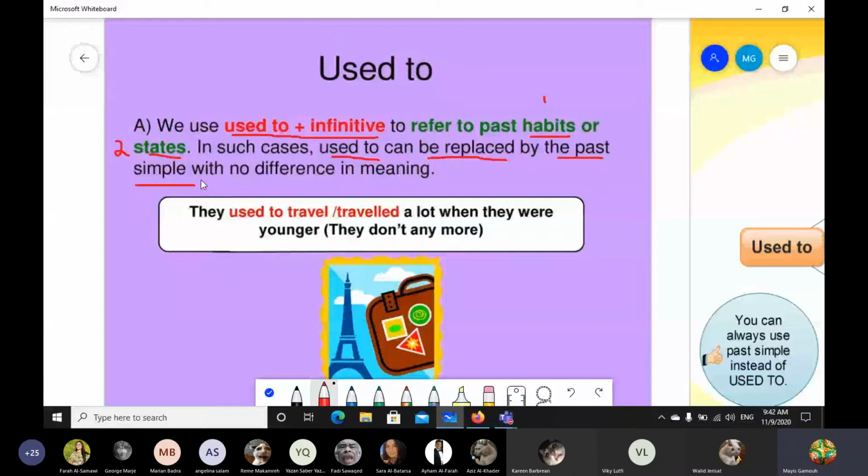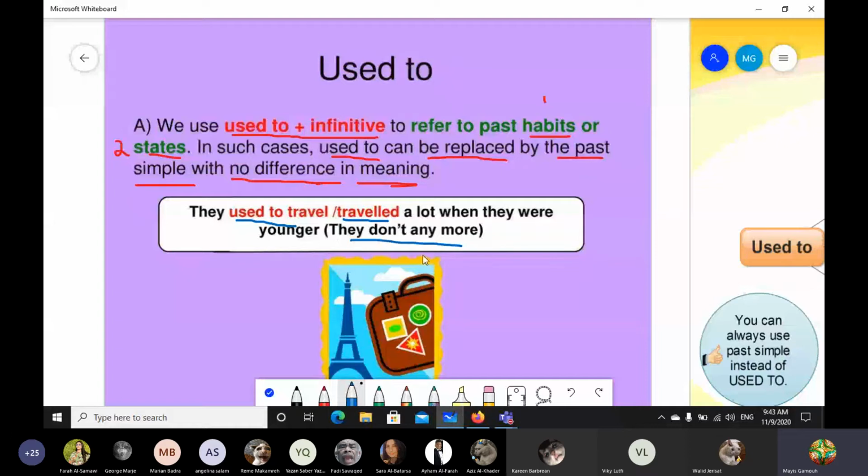خلونا ناخذ example. لما أنا هون أحكي they used to travel، اللي هي القاعدة تبعيتنا: subject plus used to plus the verb in the base form، أو بقدر أحكي they traveled a lot when they were younger، لما كانوا أصغر. But now they don't travel anymore.